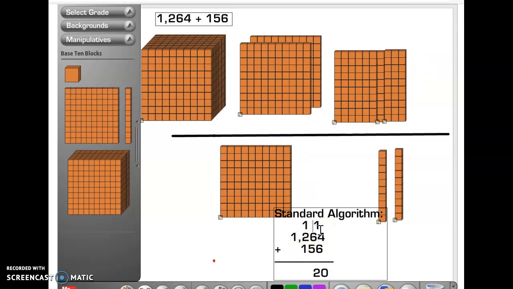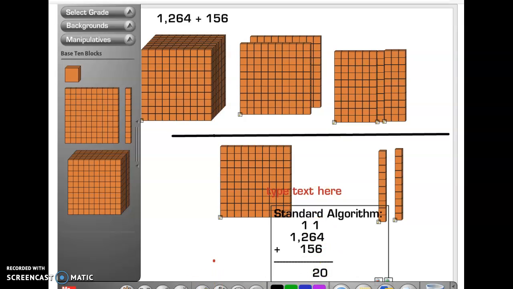So now I'm going to add my hundreds. I have 1, 2, 3, 400. So right down here, I'm going to put my 4 for my hundreds. I have 4 hundreds. And then finally, I know that I have 1,000. Take this off. There we go.